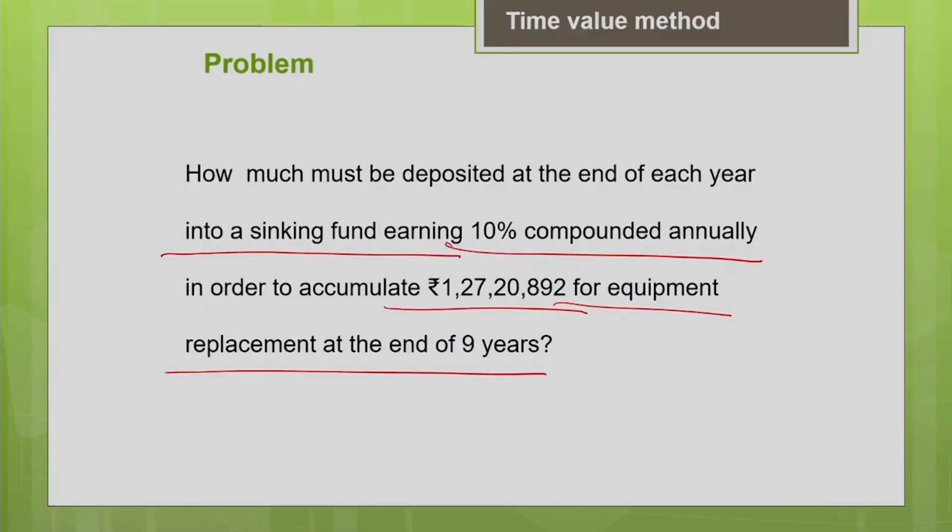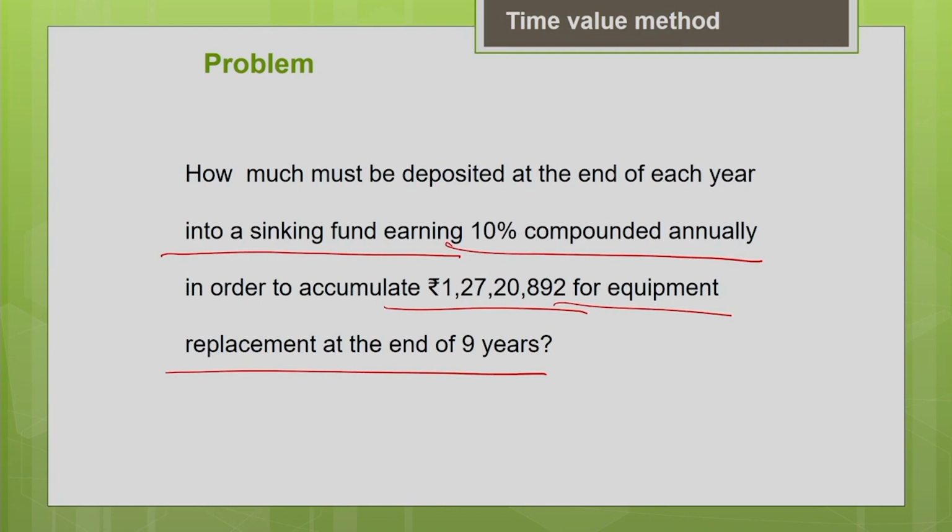So it will help you either buy a new machine or replace the old machine with a new machine at the end of that particular period. That is how we plan for the equipment purchase or equipment replacement. We deposit some amount of money in a pool of funds called a sinking fund. So that is what this problem is about.